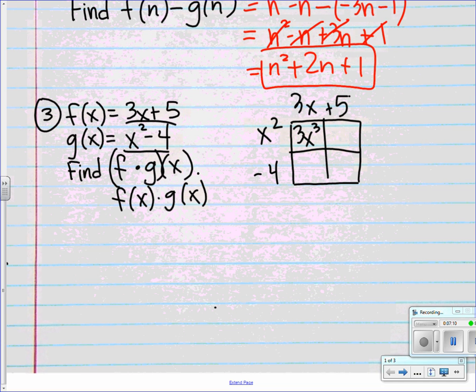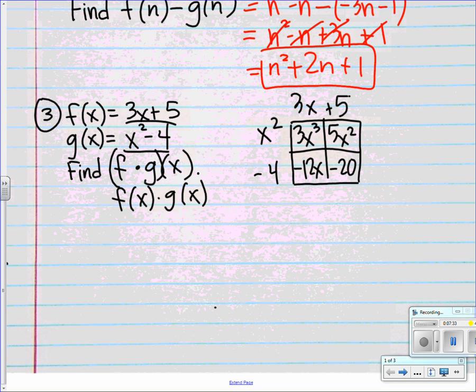I just wrote 3x plus 5 times x squared minus 4, and I multiplied these, right? 3x times x squared is 3x cubed. What's 3x times negative 4? Negative 12x. Then x squared times 5 is 5x squared, and 5 times negative 4 is negative 20.